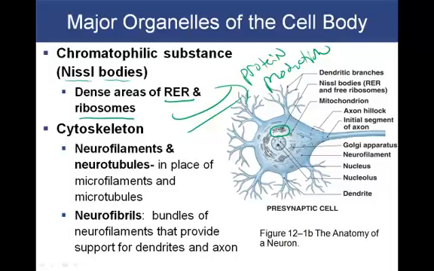The neuron also has its own cytoskeleton. We have neurofilaments and neurotubules. These structures replace the microfilaments and microtubules of a normal cell. So they create the scaffolding and help support the shape and structure of the cell. We also find neurofibrils, and these are just bundles of neurofilaments providing support to all of the structures that extend. So when you consider the dendrites and the axon, these are all supported by these neurofibrils.